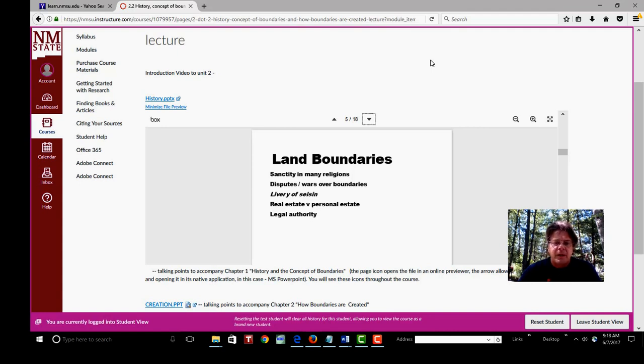Livery of seisin, you'll notice in this particular case, is written in italics. This is one of several key phrases that has a specific legal meaning, and the legal meaning might be different than what you would find in Webster's dictionary. In your textbook, you'll notice that we have a glossary included at the end of the book. It's about 50 pages long, more or less, and it includes the legal definition of many of the terms that are used throughout this course.